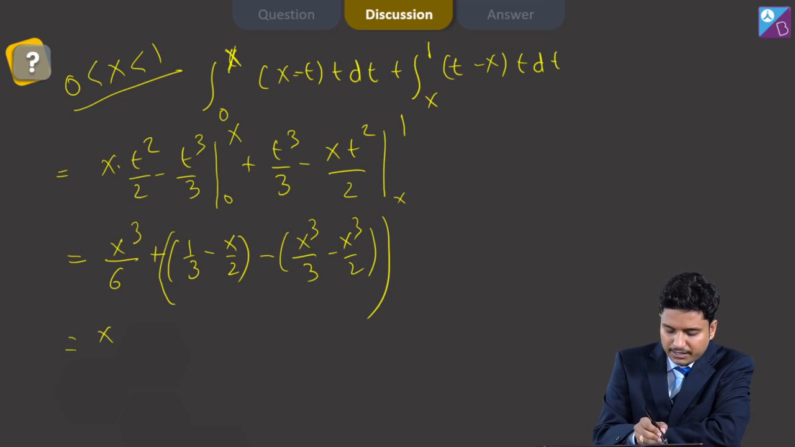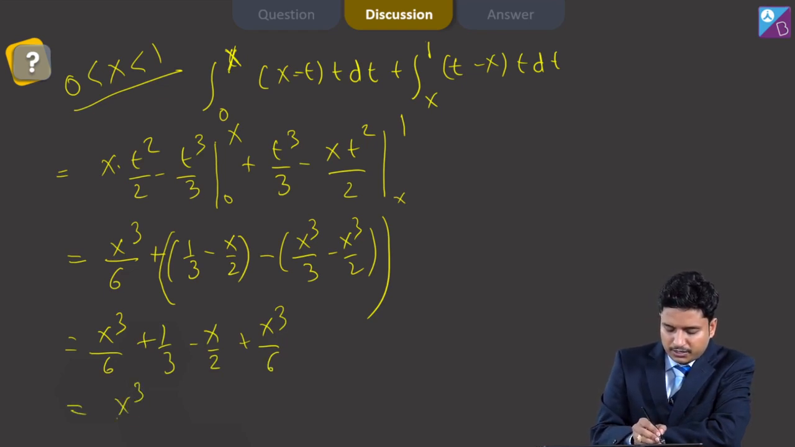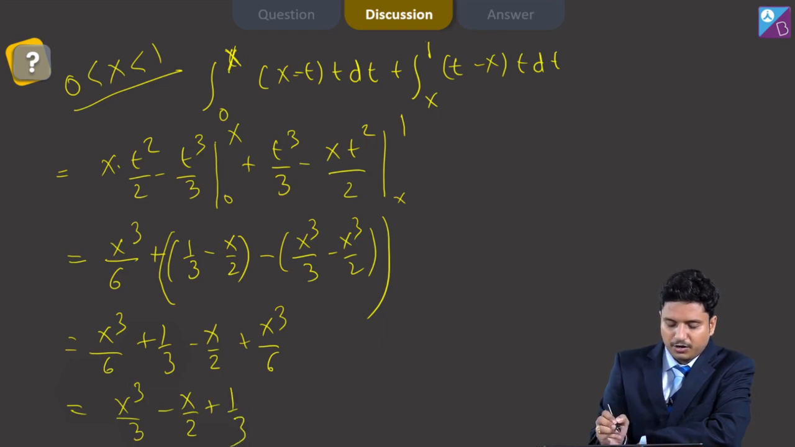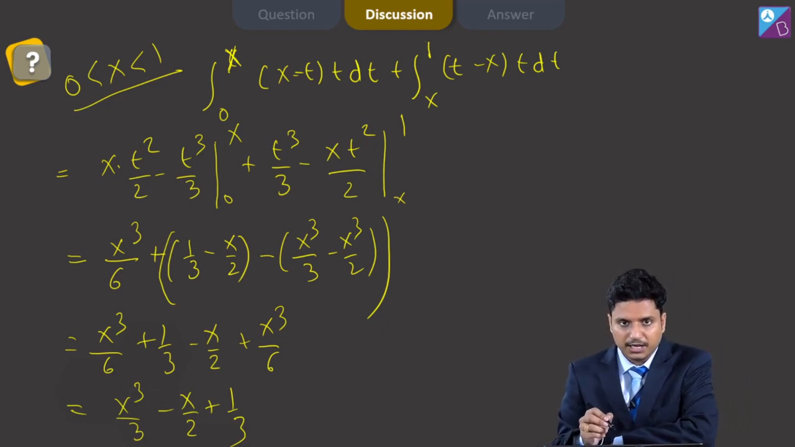So x cube by 6 plus 1 by 3 minus x by 2, and here it is minus x cube by 6, so it is plus x cube by 6. So the expression is x cube by 3 minus x by 2 plus 1 by 3 for f(x) in between 0 to 1. So now all the functions for f(x) are known.